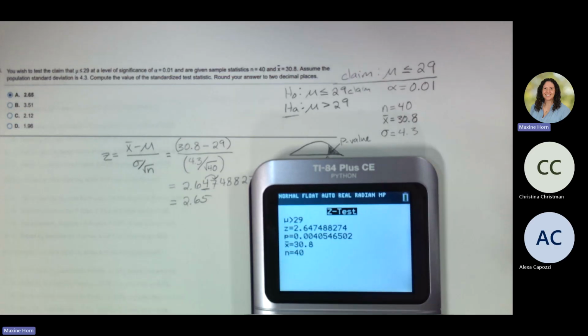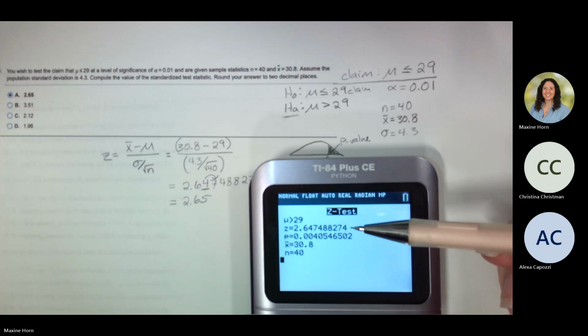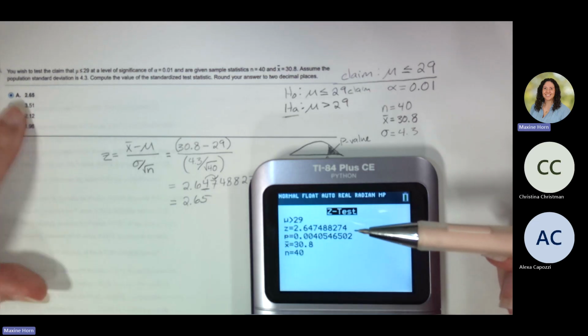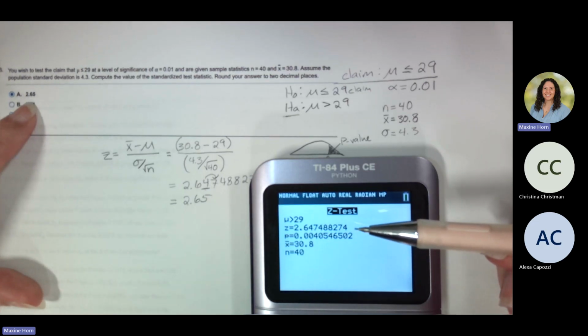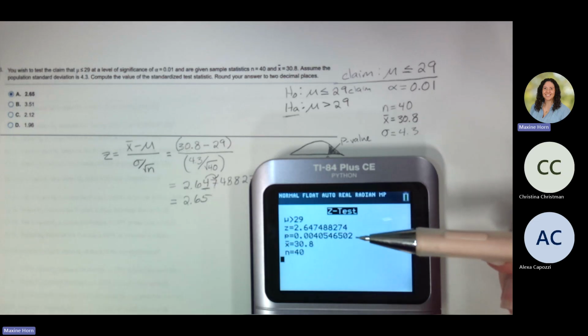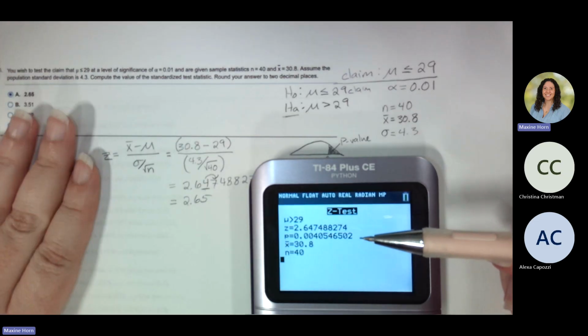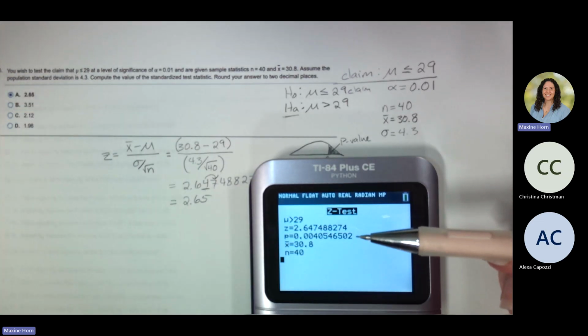Now, what it's going to give you here is a lot of information, and 2 pieces of information that we're going to be constantly referring to. Technically the second line here is our standardized test statistic. So that's what we just got here, 2.65 if we round. The next thing that it gave us, and that's all this problem asked for, is our p-value.